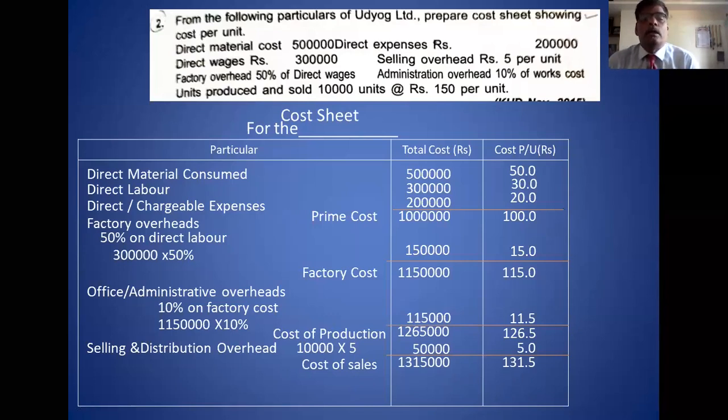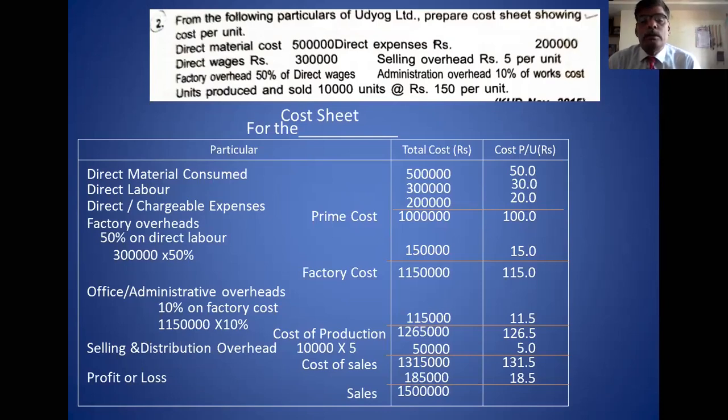Okay. Then you leave one line here and take the sales. Sales is 10,000 units at 150 per unit. You take the product of these, you will get the total sale. Directly taking the answer, you see here, sale is 15 lakh.